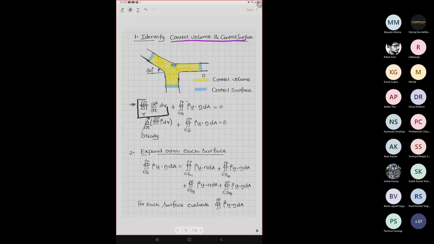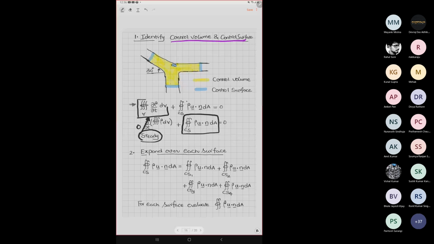Under that steady state process, your del by del t of the integral of rho dV, using the commutative property, tends to be 0. This is what we call a steady state phenomenon. So your del rho by del t term turns out to be 0. Is this step clear? Now let us look at the surface integral.